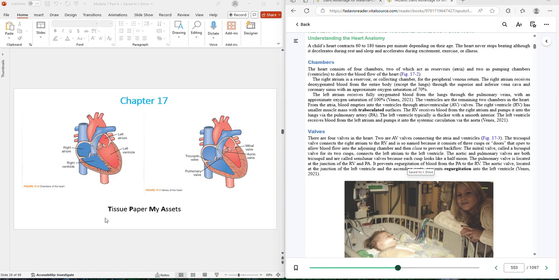So there's a little acronym I use to remember those. Tissue paper, my assets. Okay? TPMA in that order. So the right valves and then the left valves. Okay?